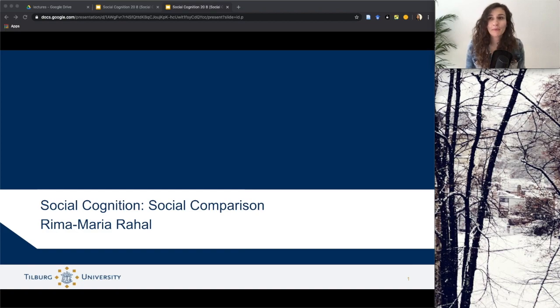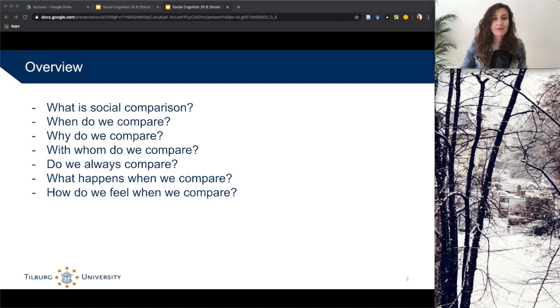In this round, we will talk about social comparisons. We will clarify, first of all, what social comparisons are, when we compare ourselves socially and why, and also with whom. And we will also ask if we always compare and what happens when we compare, and also how we feel when we compare ourselves.